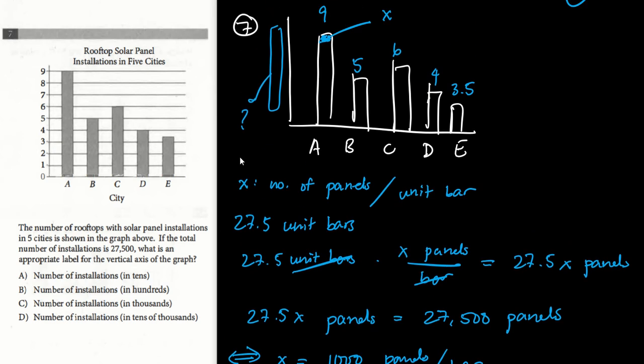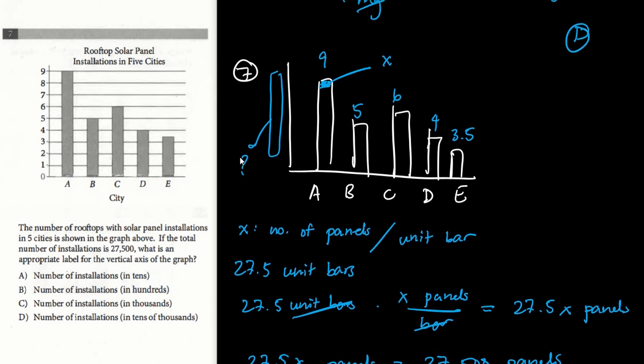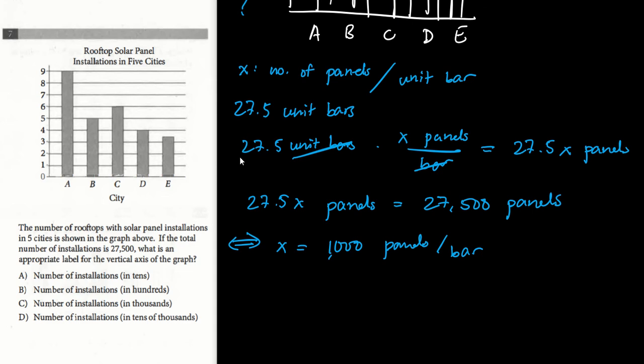So what that tells us is that each of these bars represents 1,000 panels. So if you look at our answer choices, that corresponds to answer choice C. So the appropriate vertical label for this type of graph is the number of installations in thousands.